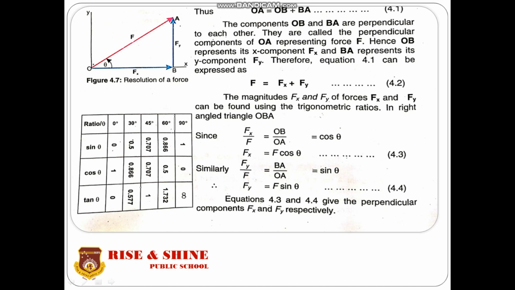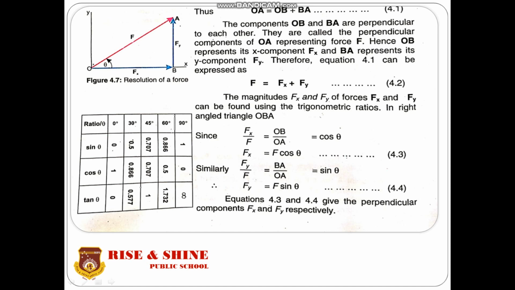a force. As we discussed earlier, cos theta is equal to base divided by hypotenuse. In this triangle, the base is Fx and the hypotenuse is F. That's why Fx divided by F is equal to cos theta. We have to find the value of Fx, so we multiply F to the other side of the equation and we get equation 4.3.